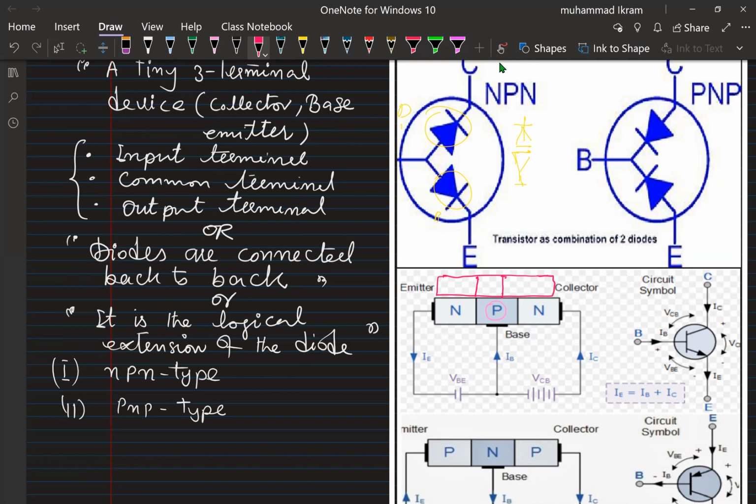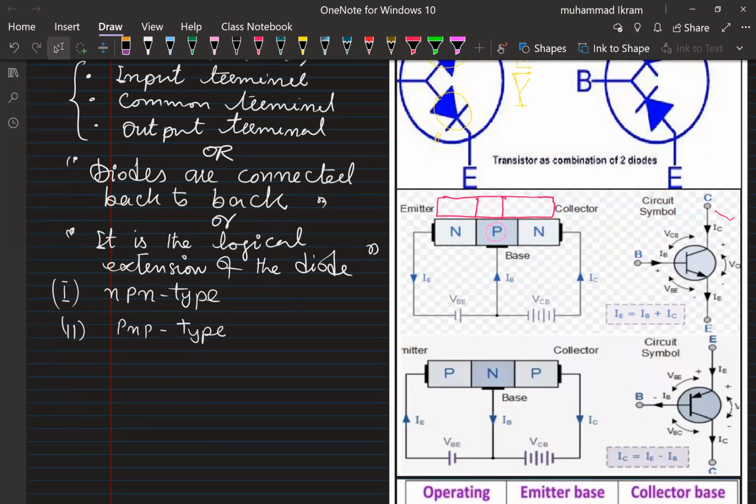The NPN type transistor is formed when p-type material is sandwiched between two n-type materials, and the PNP type transistor is formed when n-type material is sandwiched between two p-type materials. Here you see the electronic symbol, or the circuit symbol, for the NPN type of transistor, and here it is for the PNP type of transistor.